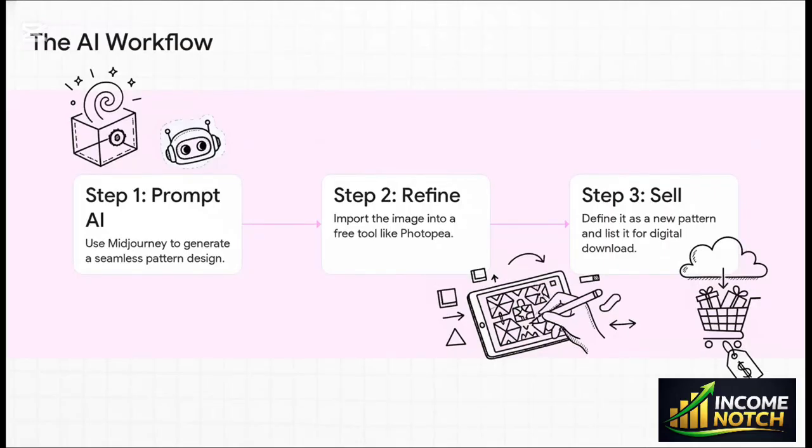And the AI workflow? It's actually incredibly simple. You start by giving a prompt to an AI image generator like Midjourney to create your design. Then you just use a free tool like Photopea to make it a repeatable pattern. And that's pretty much it. You could literally create dozens of unique patterns in one afternoon, ready to list for sale.